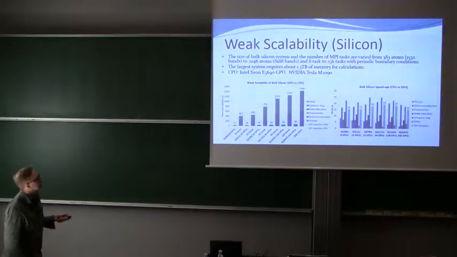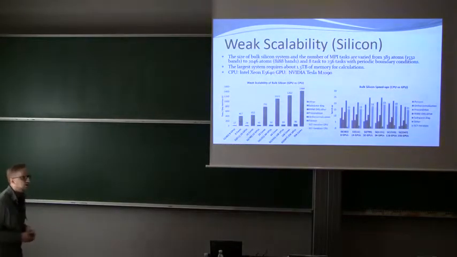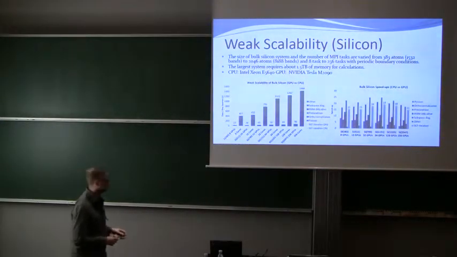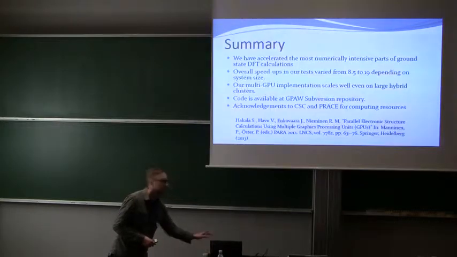So as you can see, even on these huge systems, the overall speedup is around 15 or better, even on this 256 GPU case, compared to the equal number of GPU cores. Excuse me, GPUs.